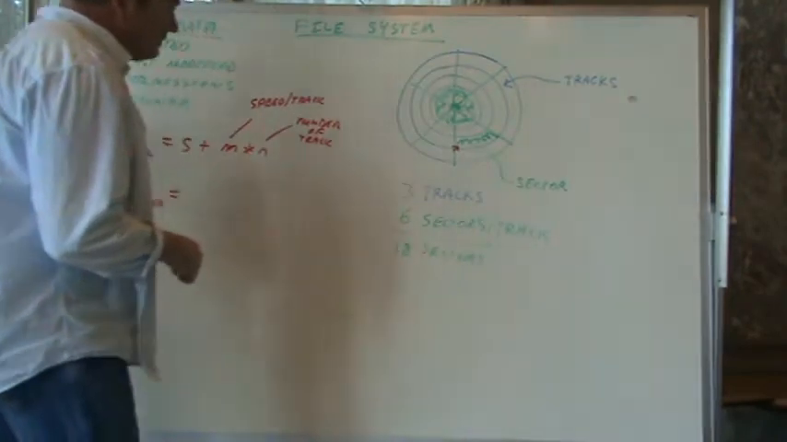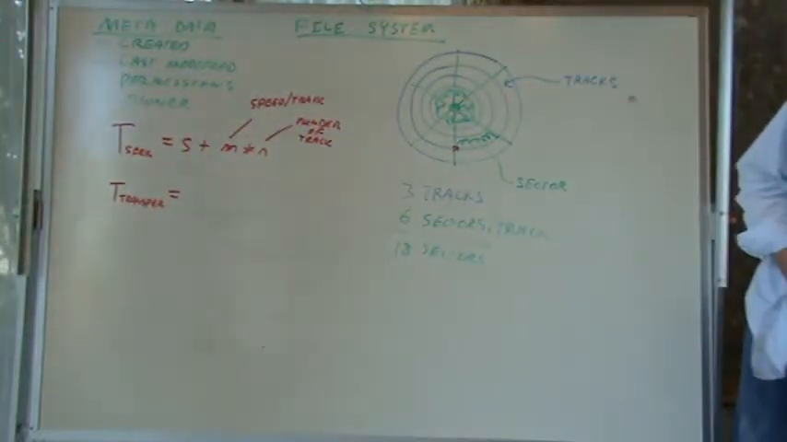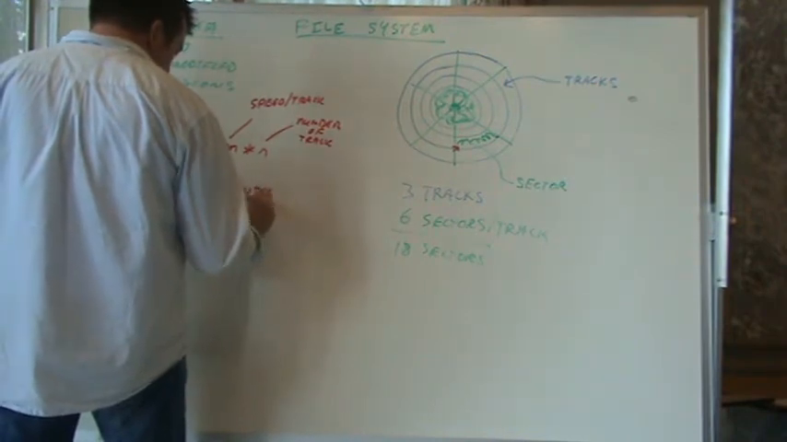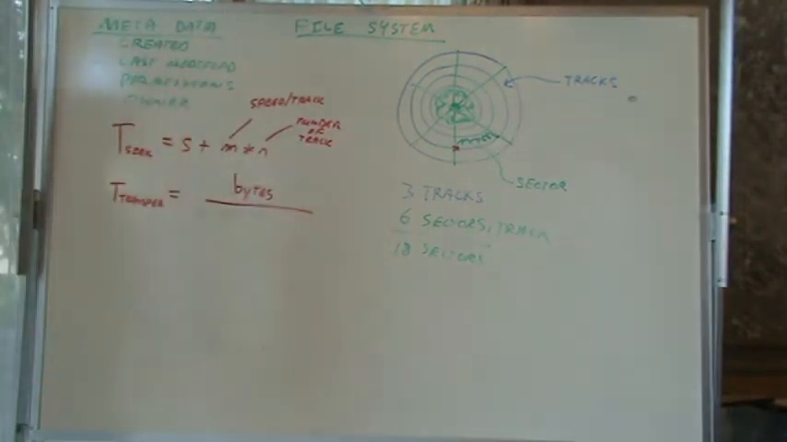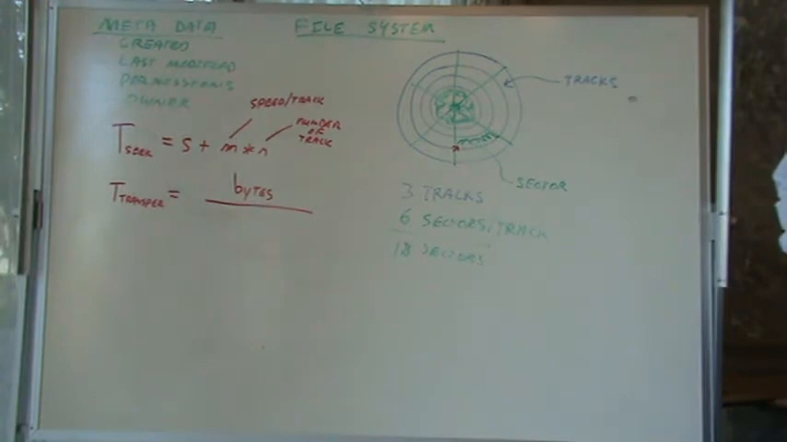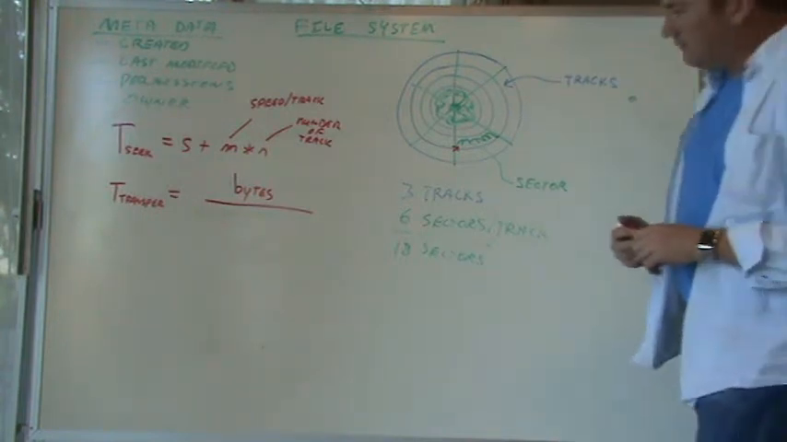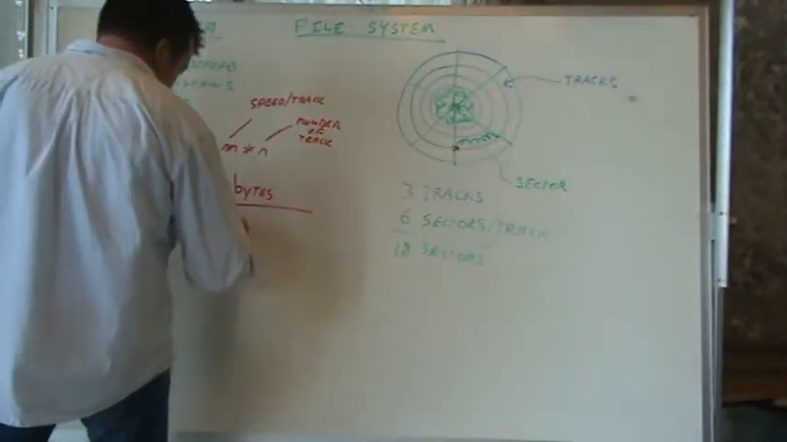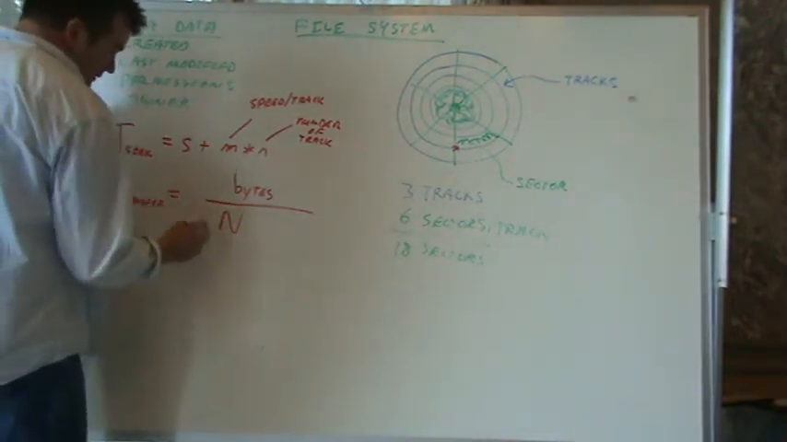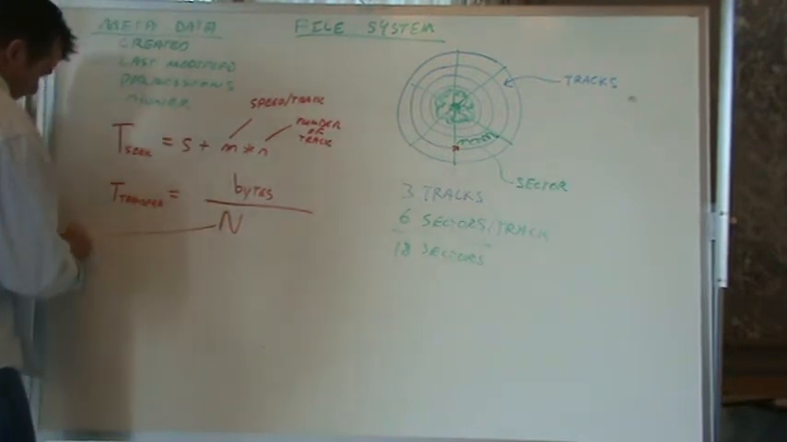So if we wanted to model it, what variables would be involved? Size of the file. Right, the size of the file. And we'll use B for bytes, the number of bytes we're transferring. Divided by, well, what are we going to say after that? Well, you could say multiplied by how much time it takes to transfer a byte. But if we divided it by the number of bytes on a track, we'll call that big N, the number of bytes on the track.